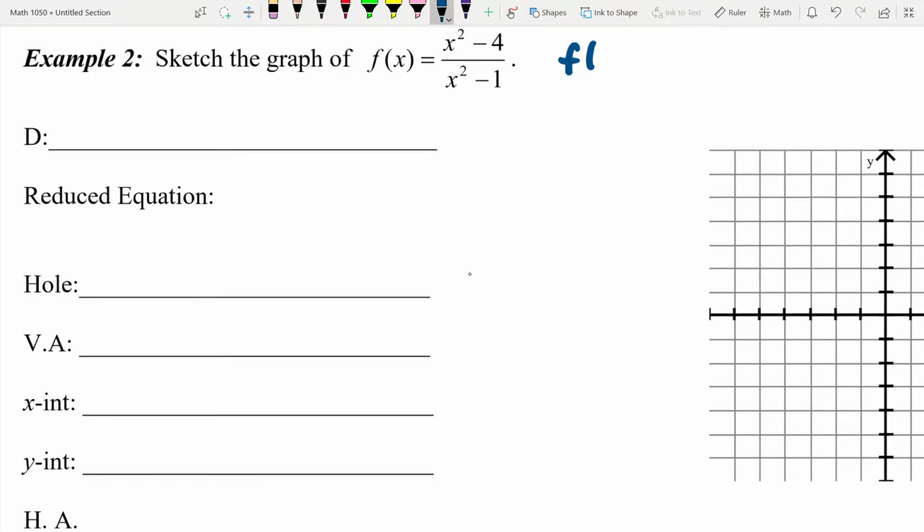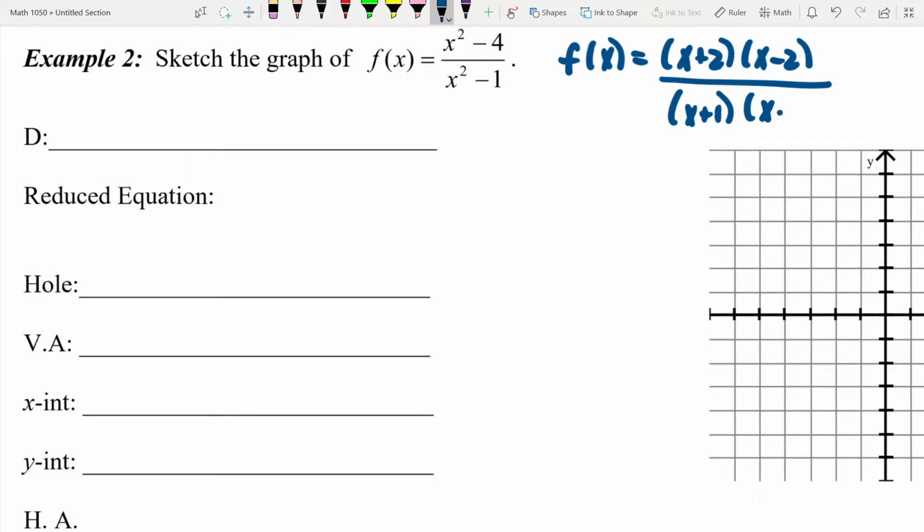Everybody write f of x equals the top factor is 2, x plus 2 times x minus 2. On the bottom, x plus 1 times x minus 1. Try to remember without looking. If you must look, then look. What is the next step? It is domain. Yes. Where do I look for to find the domain? Bottom. So I know x cannot be equal to plus or minus 1.